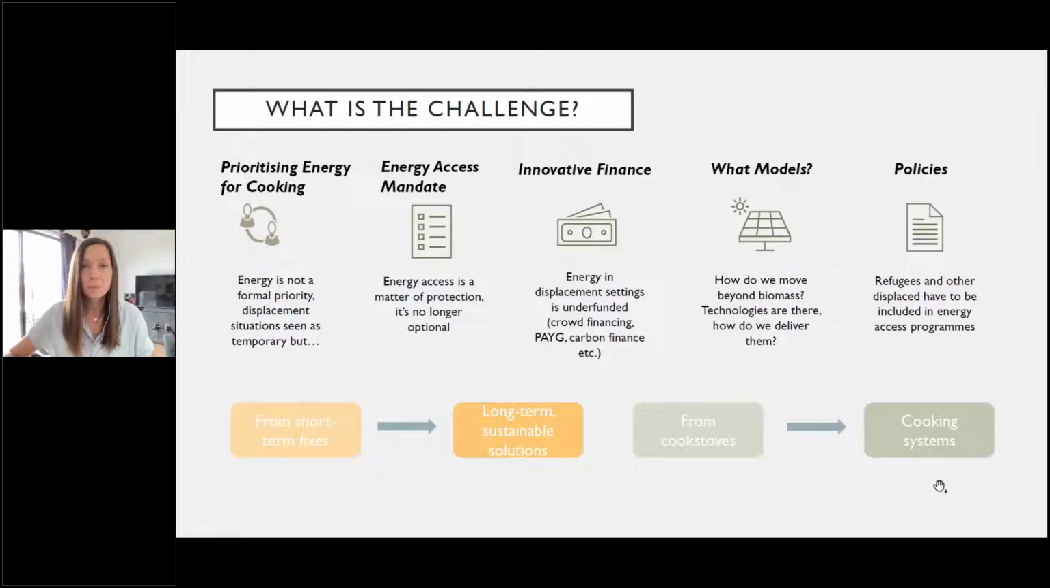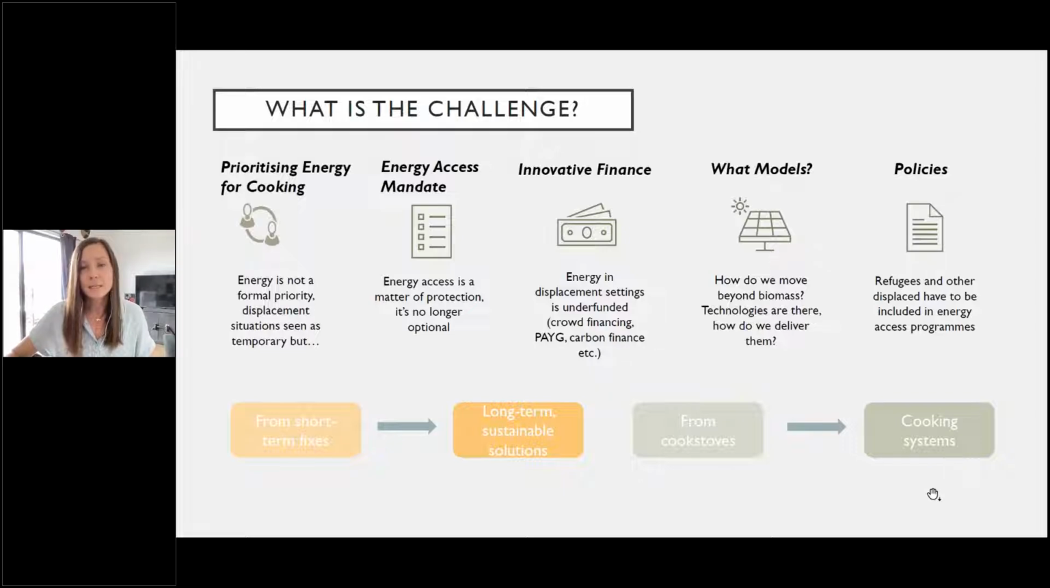Innovative finance: how do we move beyond grants and grants only? Here we consider different options and try to discuss how we can learn from the energy sector at large and bring it into displacement settings, which have been marginal to that discussion, but are now more and more receiving attention and having that consideration built in. What delivery models can we move towards? Again, how do we move beyond free distribution, and how do we ensure that the technologies that already exist reach the displaced in a way that is affordable, accessible, and suits their needs?